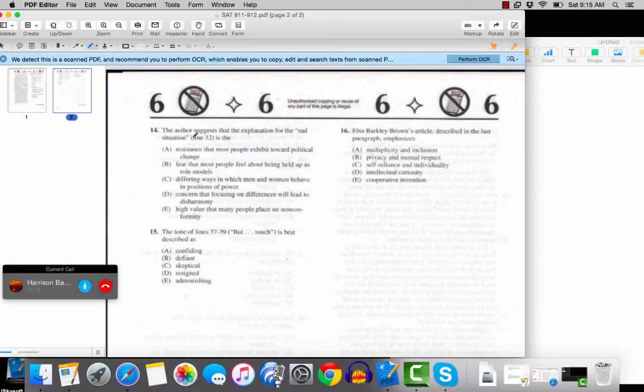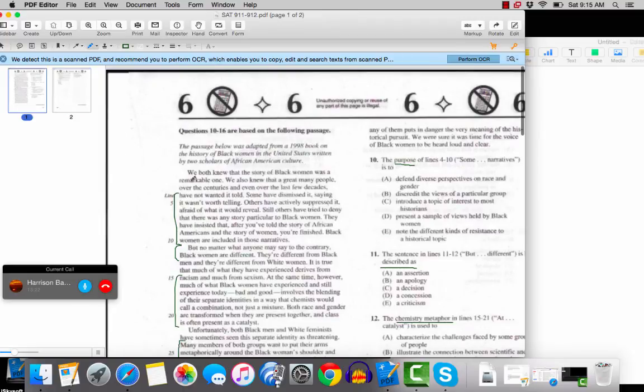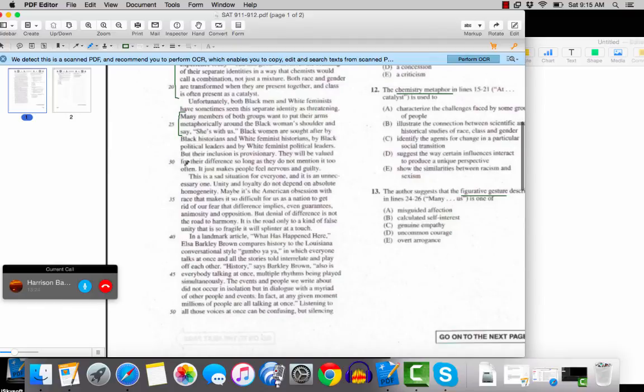14, the author suggests the explanation for the sad situation in line 32. So, sad situation. Yep. Let's go to line 32 and mark that out. You got it. 31, 32. And you can see it there. It's like the sad situation.